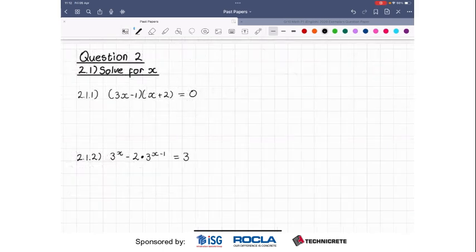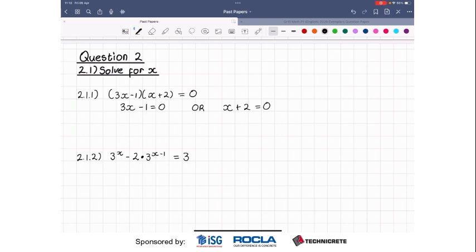Question 2, the first part, 2.1, is asking us to solve for x. So for 2.2.1, I'm given these two brackets, 3x minus 1 and x plus 2, and I'm told that they're equal to 0. So the product of these two things is going to be equal to 0, which means that either this one is equal to 0 or this one is equal to 0, because anything times 0 is going to be 0. So I have that either 3x minus 1 equals 0, or x plus 2 equals 0.